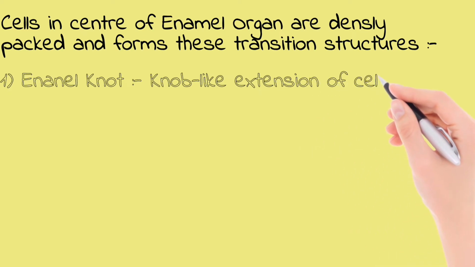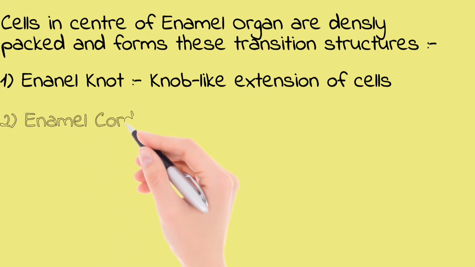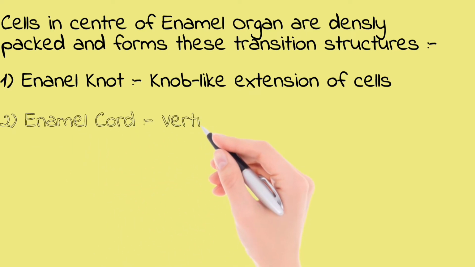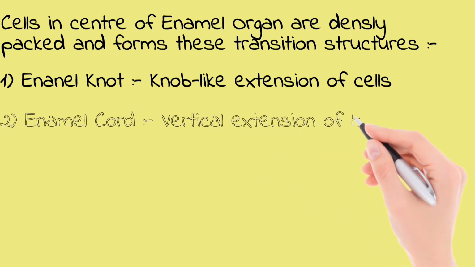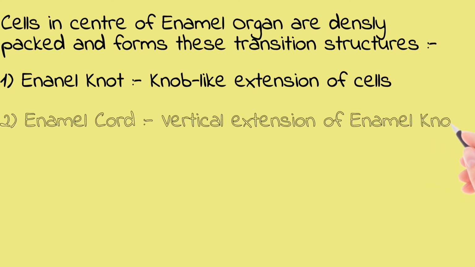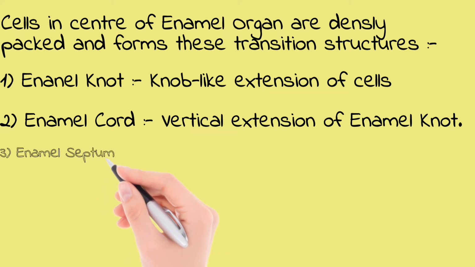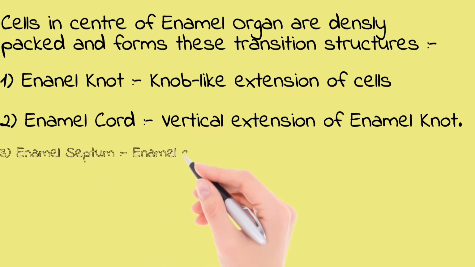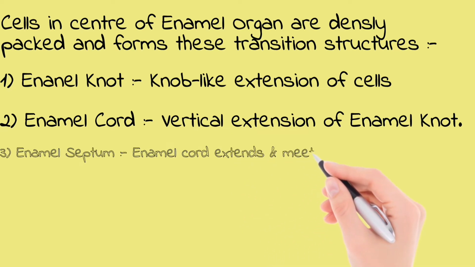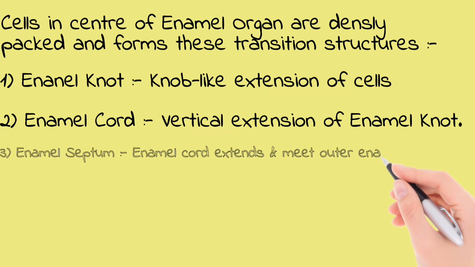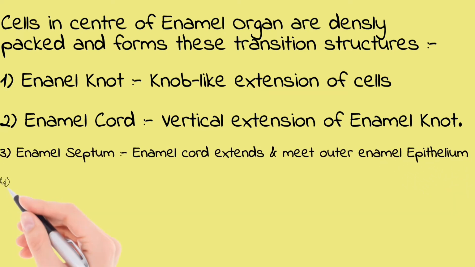Next, we have the enamel cord. So what are these enamel cords? These enamel cords are the vertical extensions of the enamel knot. So to define the enamel cord, we first need to understand the enamel knot. Next, we move on to the enamel septum. So the question is, what is the enamel septum? The enamel septum is nothing but the enamel cord extending and meeting the outer enamel epithelium, and this extension is called the enamel septum.